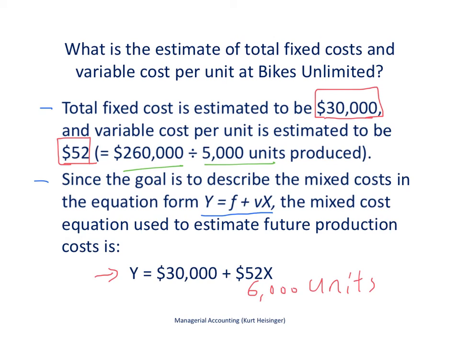And what that means is we're going to have $30,000 in total fixed costs that won't change, and we're going to add to that our total variable costs. And we find the total variable costs by taking $52 per unit times 6,000 units. And if you do that, the $52 per unit times 6,000 units equals $312,000, and we add to that $30,000, and that gives us a total for y of $342,000. And that would then be our estimate for the future month where we expect to produce 6,000 units. That is, we would expect our total production cost to be $342,000.